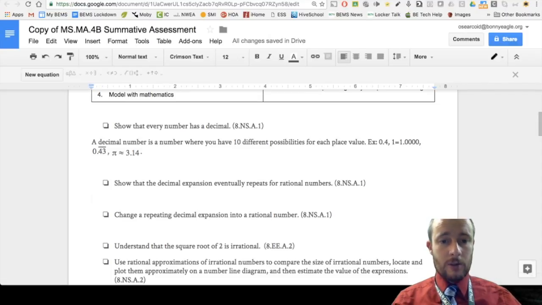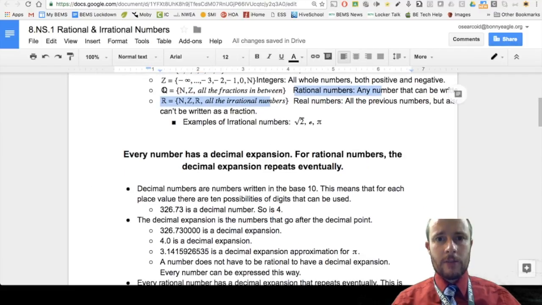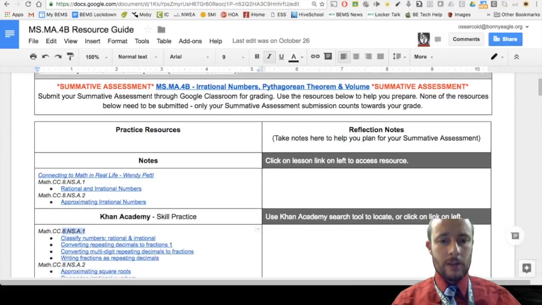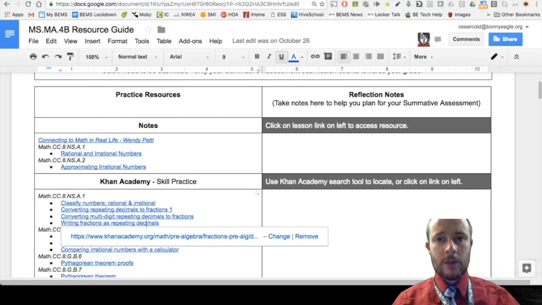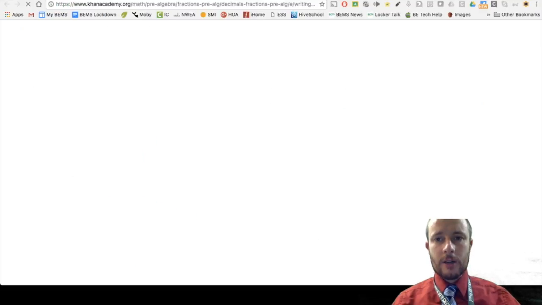The next one is showing a decimal expansion eventually repeats for rational numbers. Now, if you remember in our classroom lessons, rational numbers are basically fractions, so that every fraction can be written as a decimal. Show that the decimal expansion eventually repeats for fractions. Well, if we look carefully at our resource guide, we can see right there, writing fractions as repeating decimals is the question we're looking at. We can open that right up and we can do a question on it.